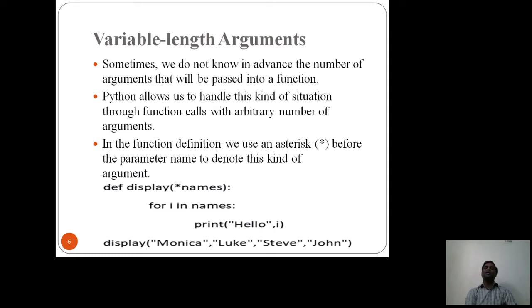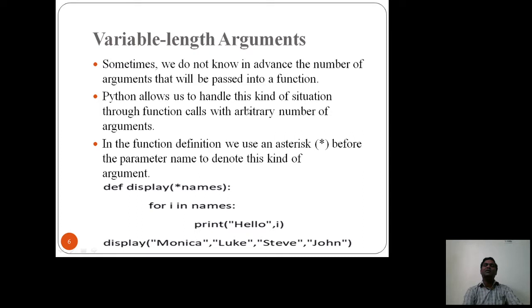Variable length arguments. Why do we require variable length arguments? The first statement says that sometimes we don't know in advance the number of arguments that will be passed into a function. Sometimes I don't know how many arguments I am passing into a function. In this situation, you can use the variable length argument. Python allows us to handle this kind of situation through function calls with an arbitrary number of arguments.